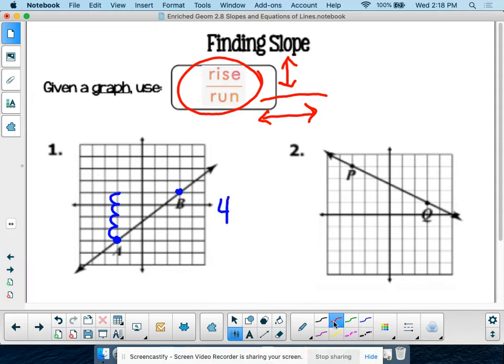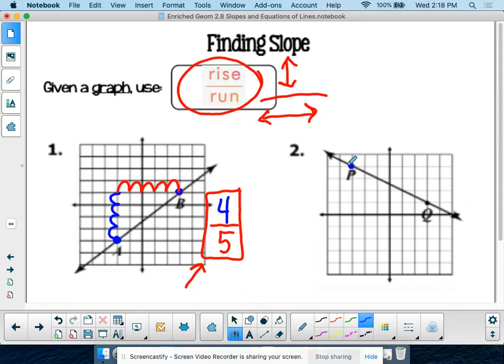How far am I running? 1, 2, 3, 4, 5. So 4/5 would be our slope. You always want to check to see if it can be simplified. This cannot be simplified, so it would just be 4/5. You always check yourself. This line is positive, so we should have a positive slope, which we do.